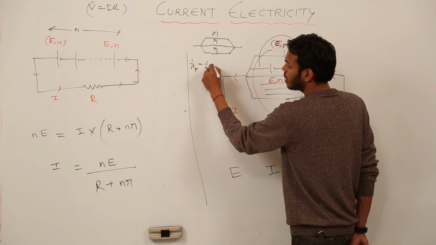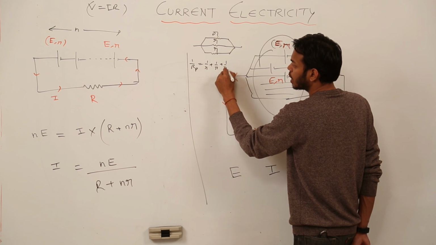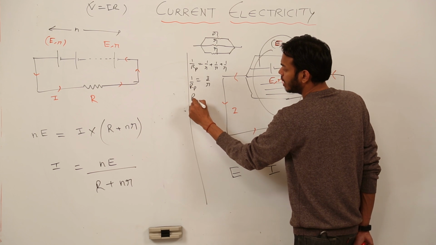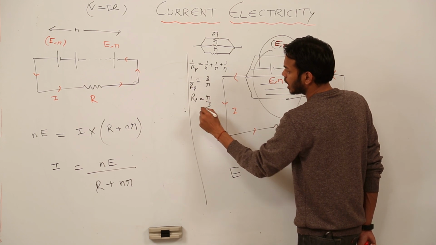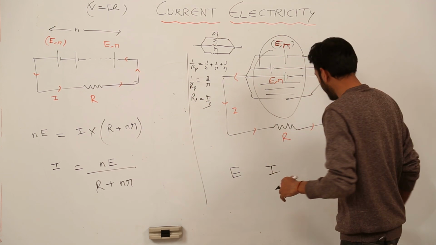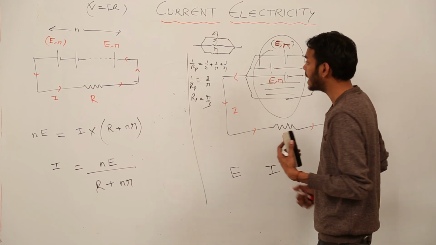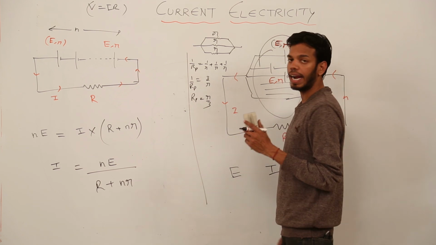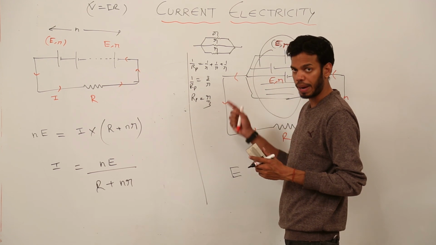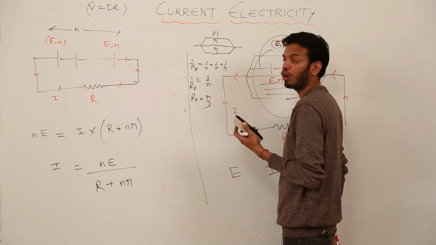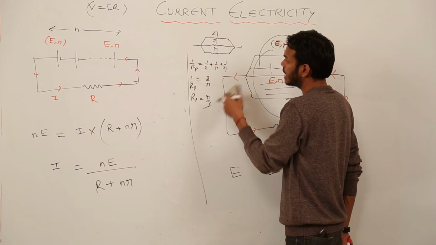I had just explained that if two cells are connected, the net EMF will be twice E. If three are connected, thrice E. There are N cells in series right now, so what will be the net EMF? N times E. Now just relate two things and you'll get the answer. The total voltage provided by the combination of cells, the circuit, is N times E.